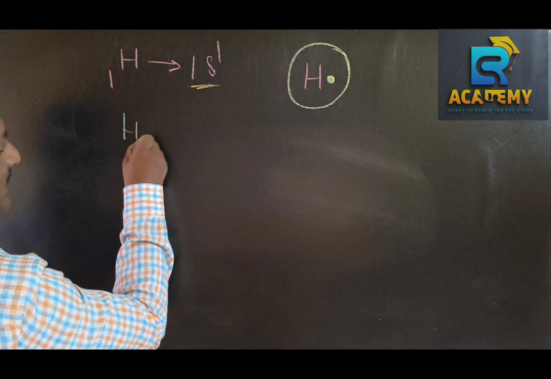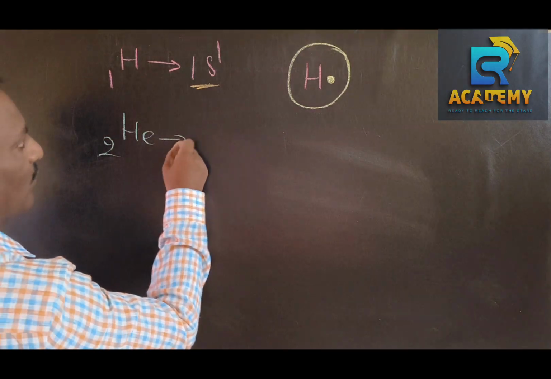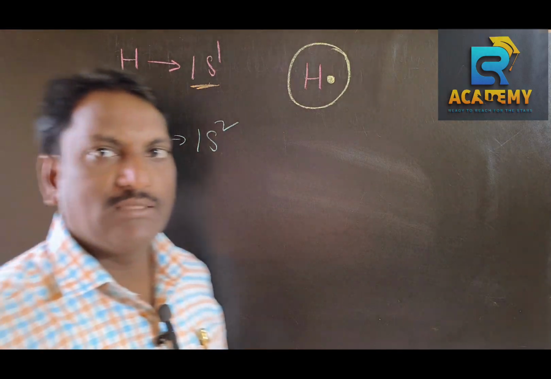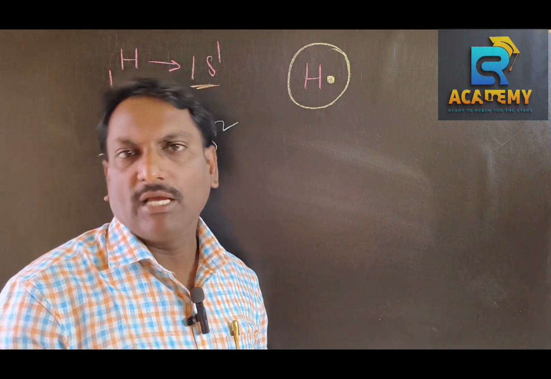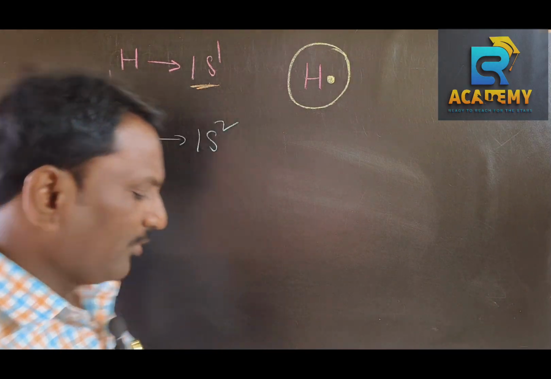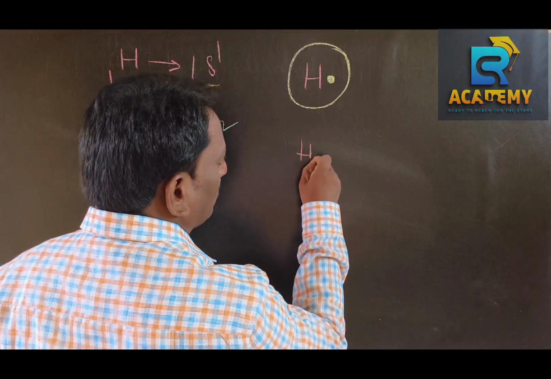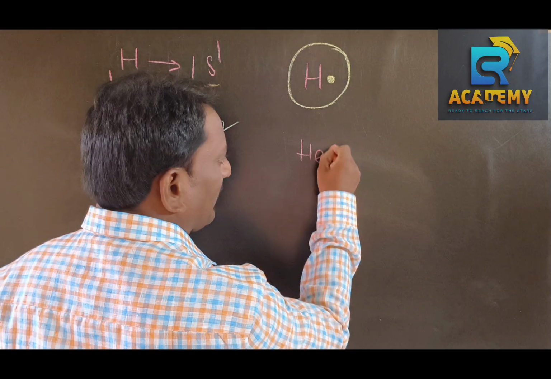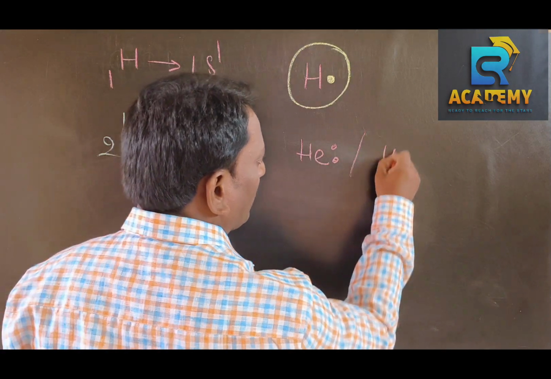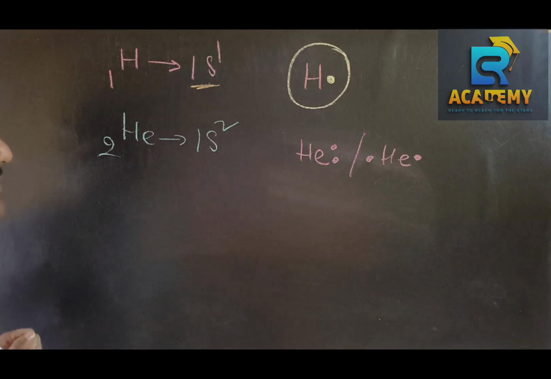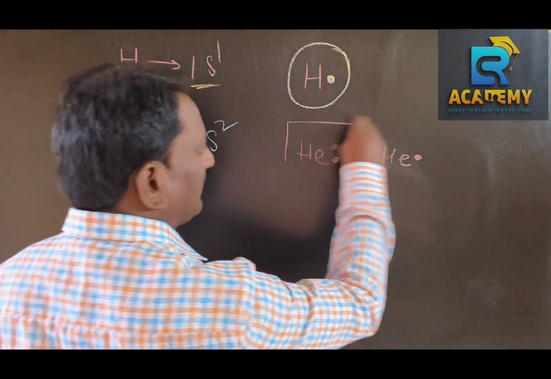Next one, Lewis dot structure of helium. Electronic configuration 1s2. Helium is a noble gas. Is it represented as unpaired or paired? That's not a problem. According to the given rule, you can write the Lewis dot structure like this, or like this. That's not a problem. This is the Lewis dot structure of helium.